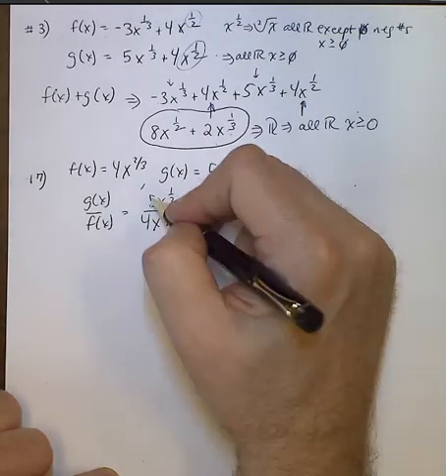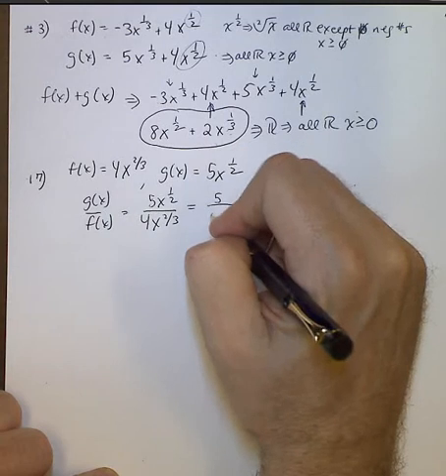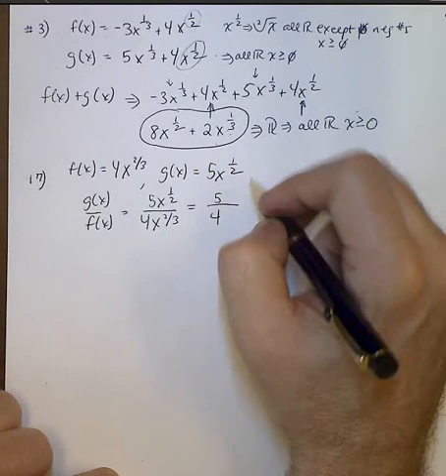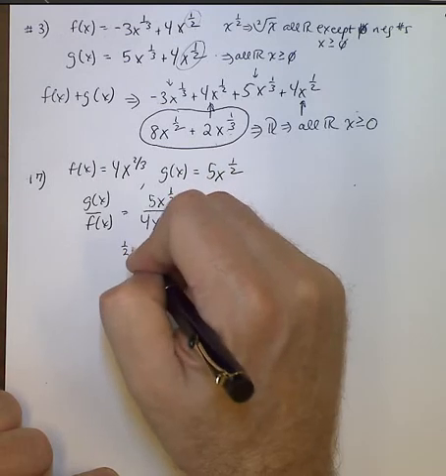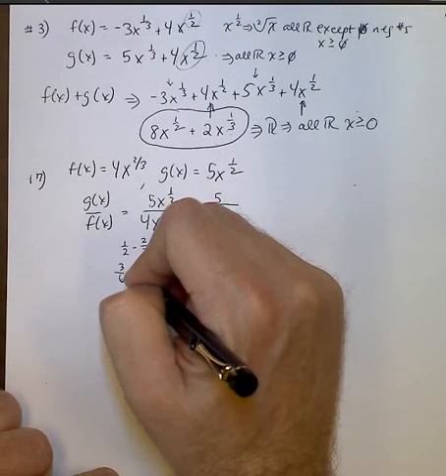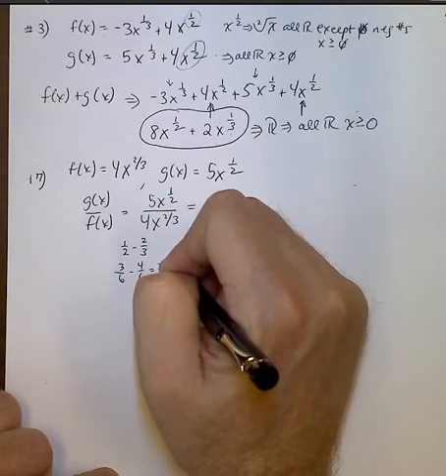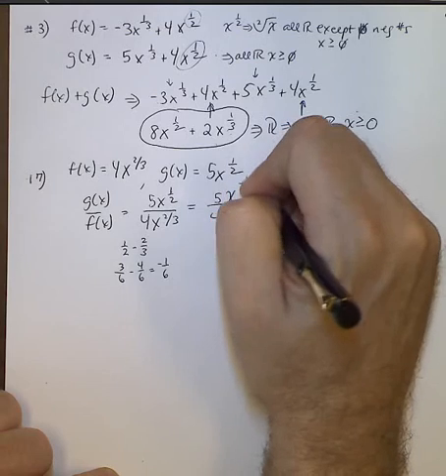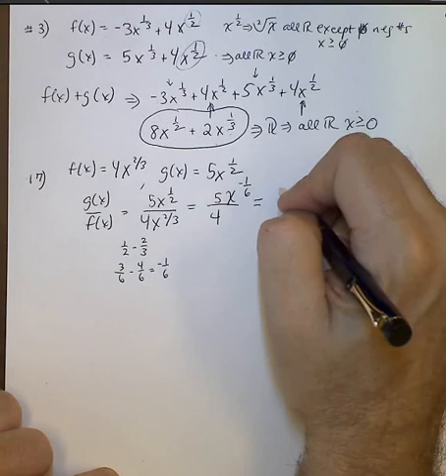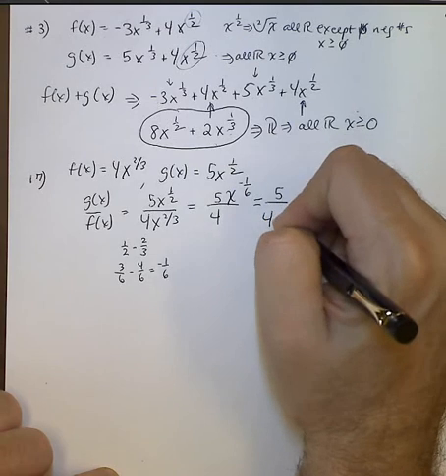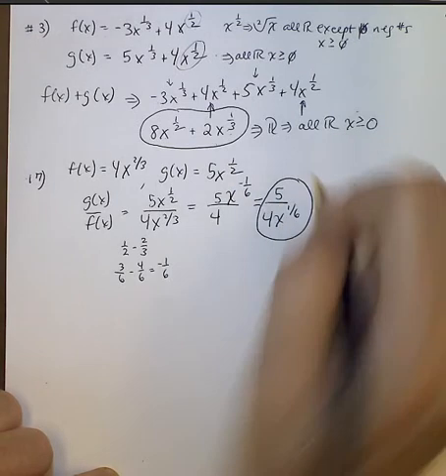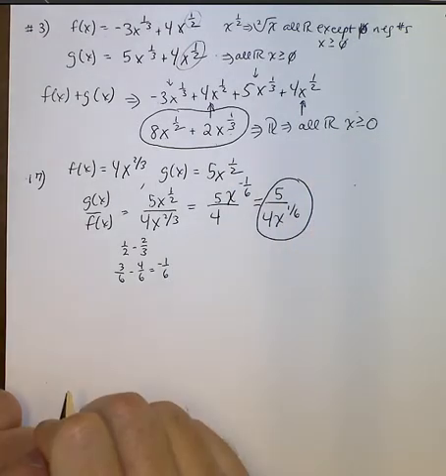5 over 4 cannot be simplified. We have x to the 1/2 over x to the 2/3. We subtract our exponents, 1/2 minus 2/3. That's the same thing as 3/6 minus 4/6, which is negative 1/6. So it's x to the negative 1/6. But we don't like to have negative exponents in our answer, so we move the x to the negative 1/6 to the denominator as positive. And therefore it's 5 over 4x to the 1/6.